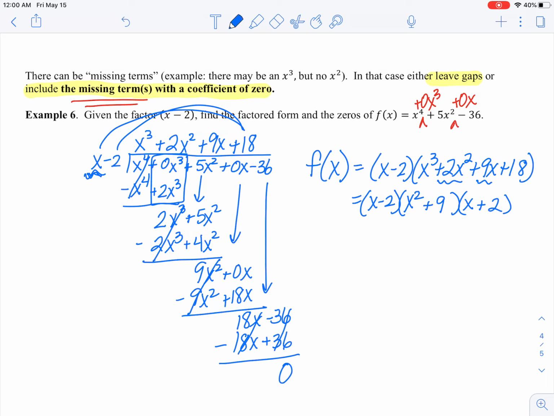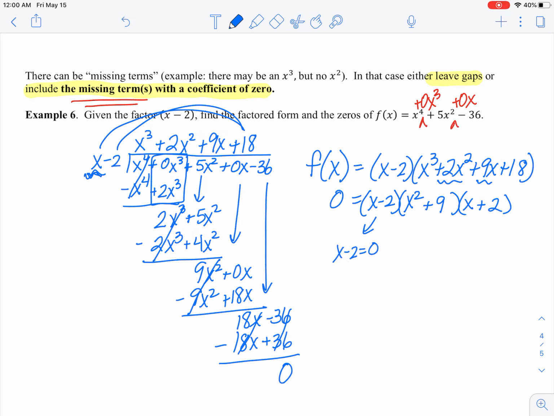Okay, then we're going to look and see if we can factor anything else. X minus 2 does not factor further. X squared plus 9, because it's a plus sign, won't factor further. And then the x plus 2 does not factor either. So I can set it equal to 0. And now I can come up with my solutions, my zeros.